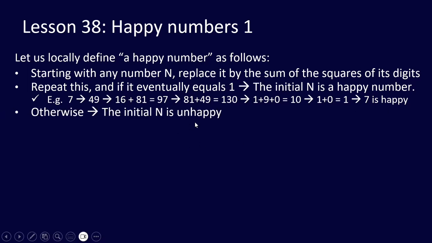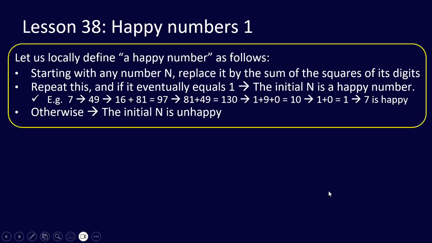Otherwise, the initial n is unhappy. When shall we stop the process if we can't get to 1? If any same number appears again, we don't need to continue, because we will never go to 1, but repeat the cycle. Do you understand? Okay, so let's see how to find out whether any number is happy or not.